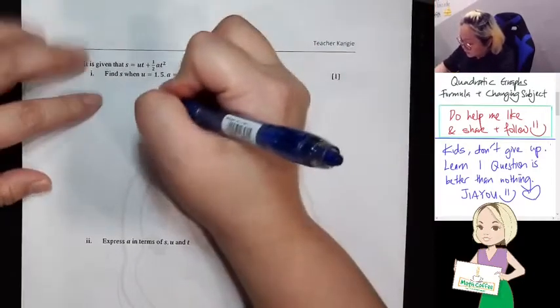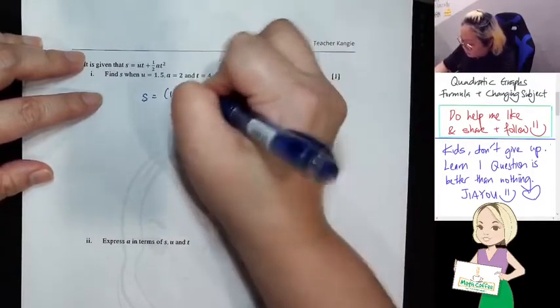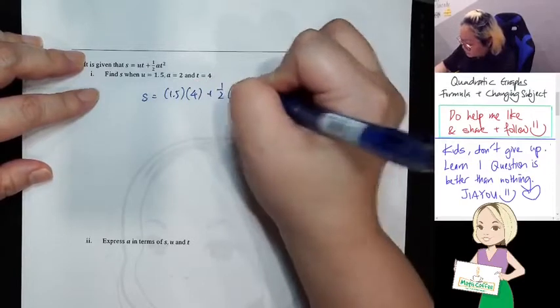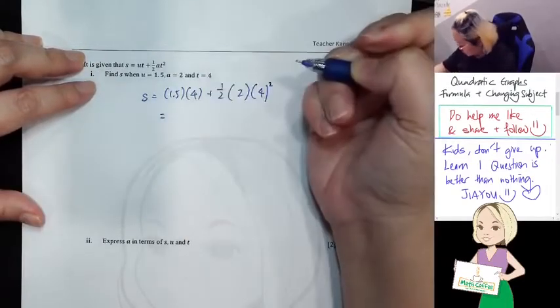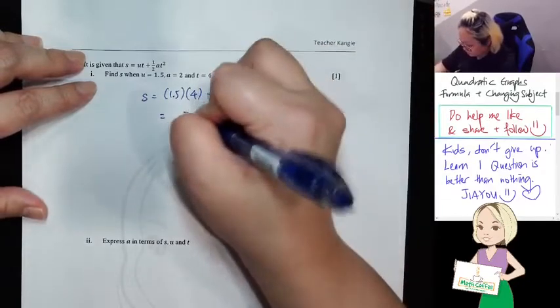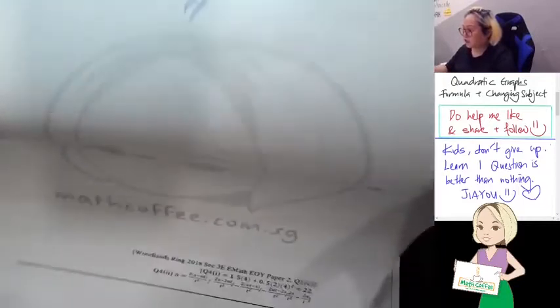Let's go to this one. Okay, this one just sub in. I just sub very fast. So this will be 1.5 times 4 plus half times 2 times 4 squared. Press the calculator, you will get 22. Okay, now let's change subject.